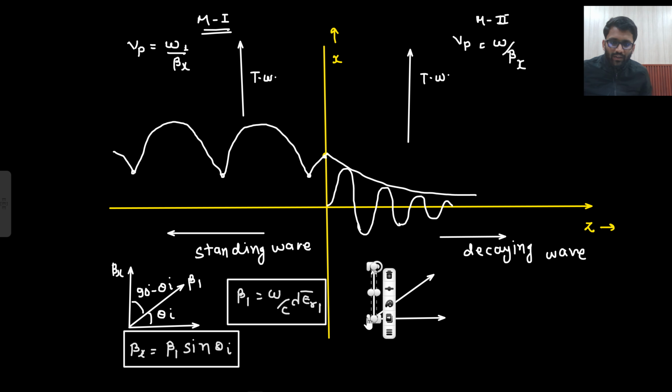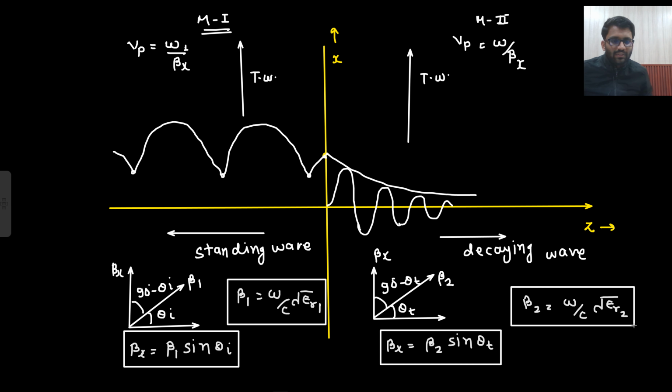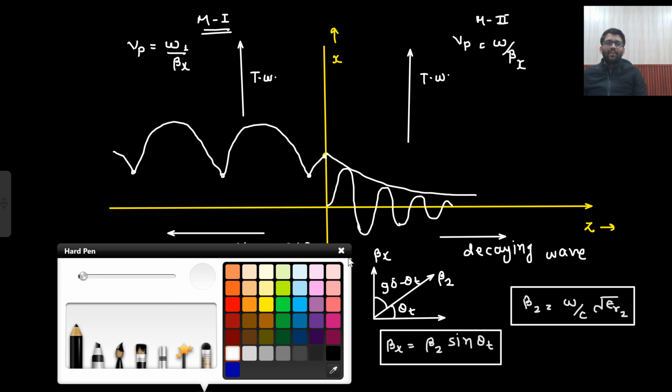It is having two components. If this is my complete beta 2, this is making theta t angle, this is making 90 minus theta t angle. So actually I need to take the component in the x direction only. So what will be my component in the x direction? That would be beta 2 sin theta t, right? And what is your beta 2 here? Beta 2 is omega by c under root epsilon r2. There you go. This is the complete summary of the discussion that we have done till now.